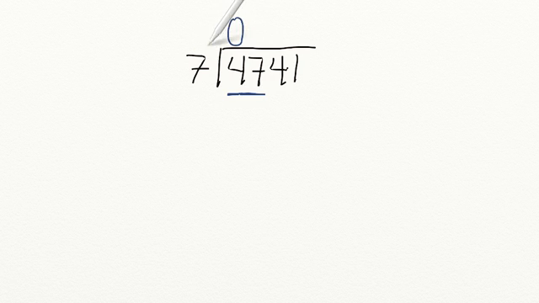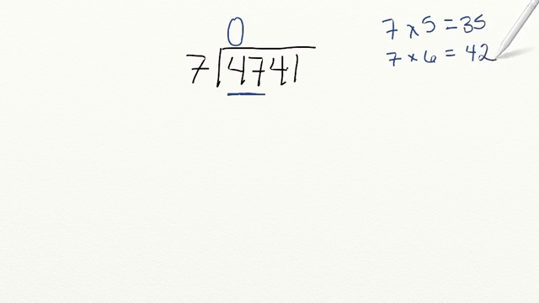How many times can 7 fit into 47? Well, let's see. 7 times 5 equals 35. So we know that 7 can fit into 47 at least 5 times. 7 times 6 equals 42. So we're getting closer. 7 times 7 equals 49. Since 49 is greater than 47, that means we can only fit 7 into 47 6 whole times. So I'm going to put a 6 above my hundreds place.